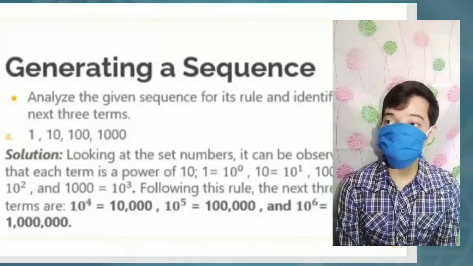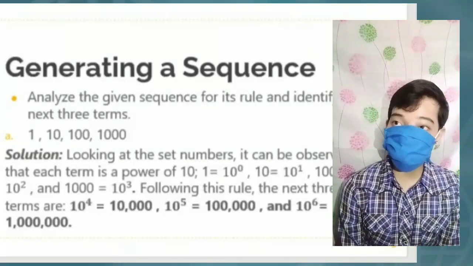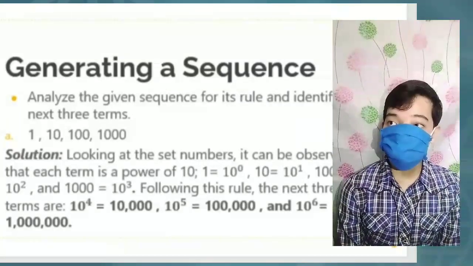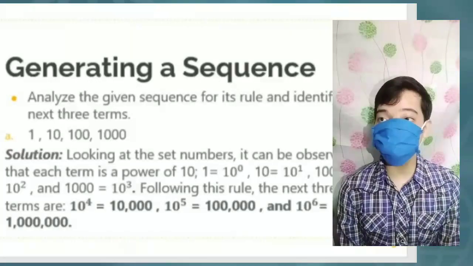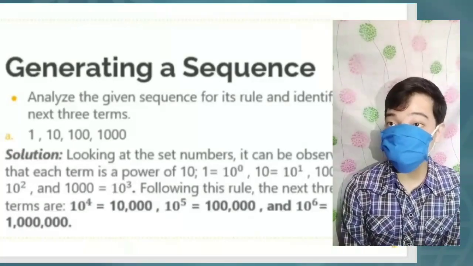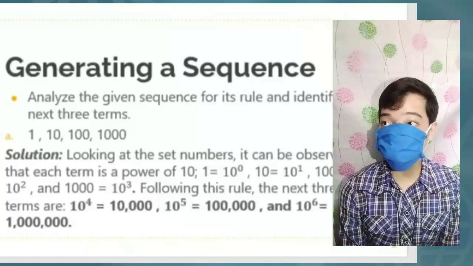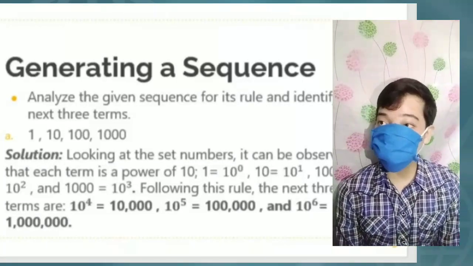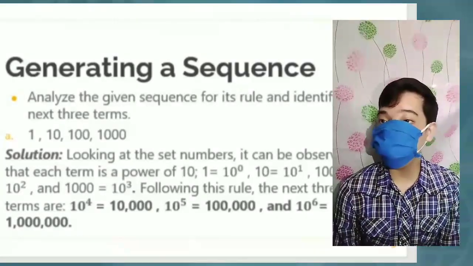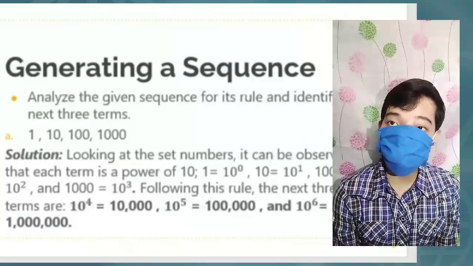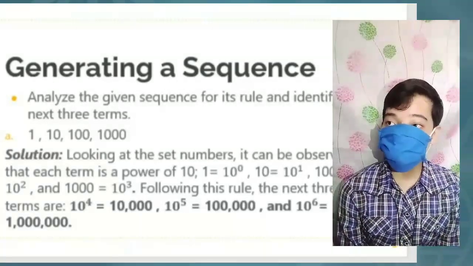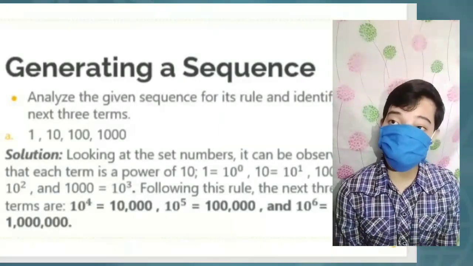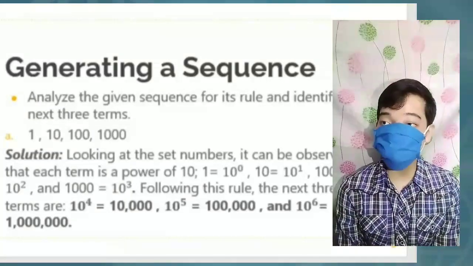The solution here: looking at the given numbers, it can be observed that each term is a power of 10. So if we have the result of 1, then by the use of power of 10, which is the term, we have 10 raised to 0 is equal to 1. Then 10 raised to 1 is equal to 10. And 10 raised to 2 is equal to 100. And 10 raised to 3 is equal to 1000.